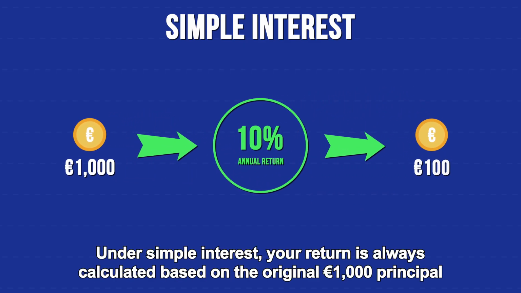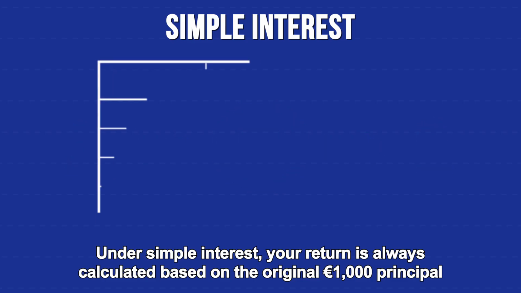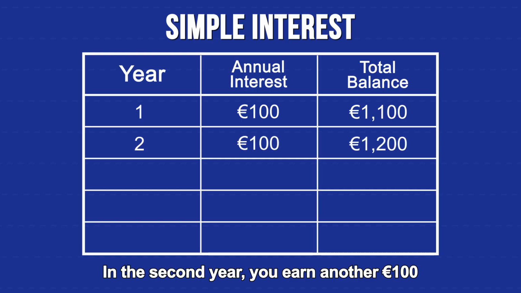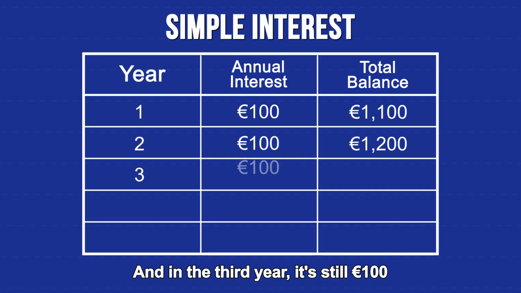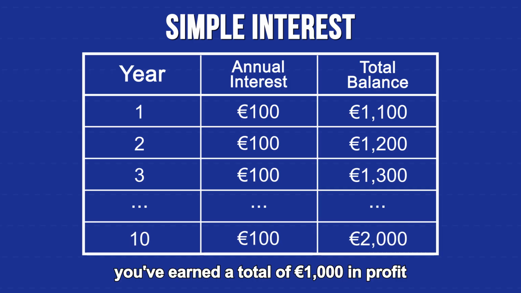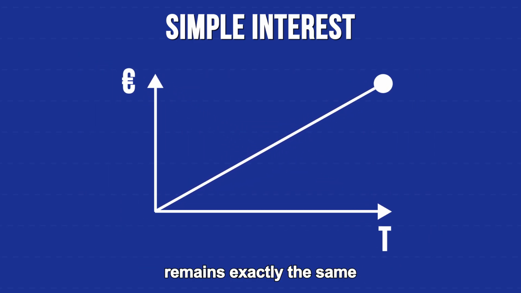Under simple interest, your return is always calculated based on the original 1,000 euros principal. In the first year, you earn 100 euros. In the second year, you earn another 100 euros. And in the third year, it's still 100 euros. No matter how much profit has accumulated in the account, the calculation is always based on the original investment. As a result, after 10 years, you've earned a total of 1,000 euros in profit, bringing your account value to 2,000 euros. This type of growth is linear. The amount you earn each year remains exactly the same.